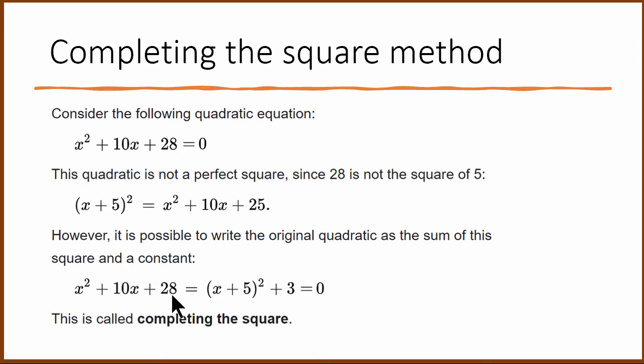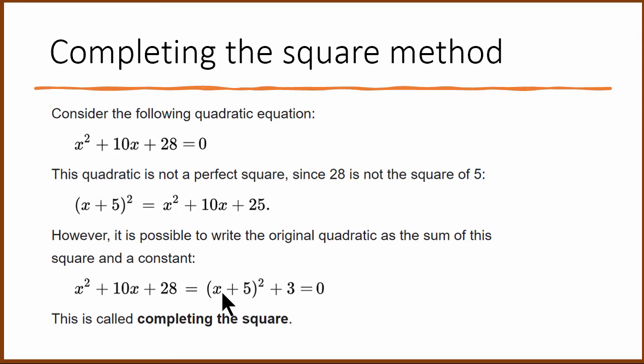So you split it into two parts, 28 into 25 and 3. So you end up having (x plus 5) squared plus 3 equals 0. So you may ask, okay, what do you do after this, right? This is called completing the square, but what do you do after this? So what you do after this is you move 3 to the RHS, it becomes minus 3. You take square root, and once you take a square root, you can find the value of x.